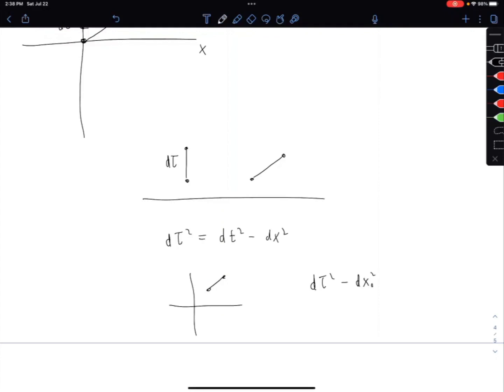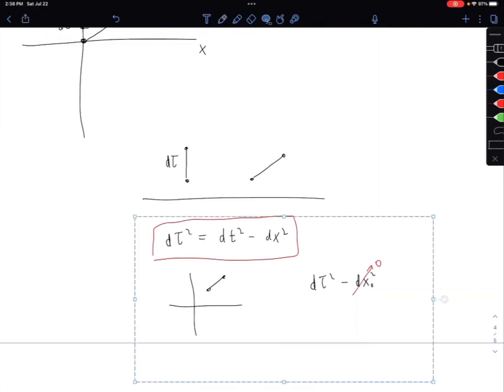But by definition, dx₀ is equal to 0, because you're moving with the clock, so there's no spatial separation between these events. So this is just generally true. So what that means is, just put this to the side.